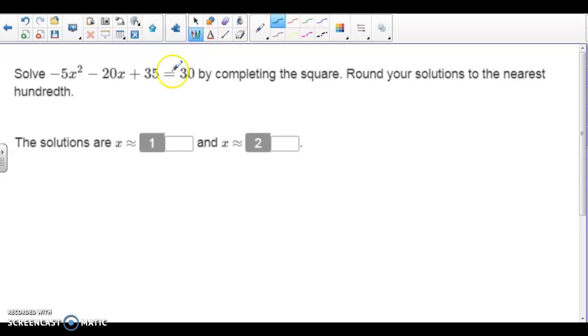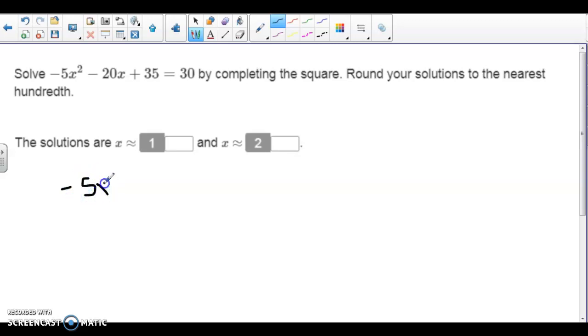Alright, so not sure who asked the question about how to solve number 30, but I figured I would put this up here just in case you're still confused about it. So it says to solve this by completing the square, round your answer to the nearest hundredth. So the first thing we should probably do is try to get rid of this plus 35 here. So I'm going to subtract that from both sides.